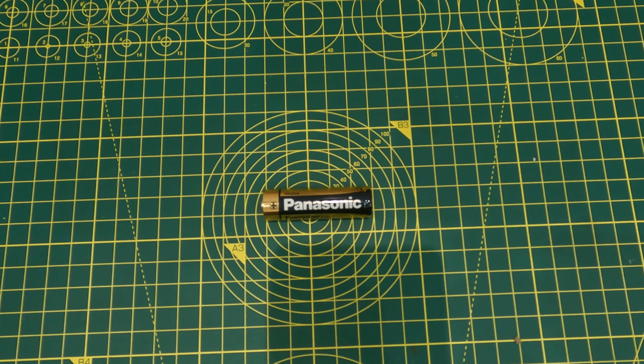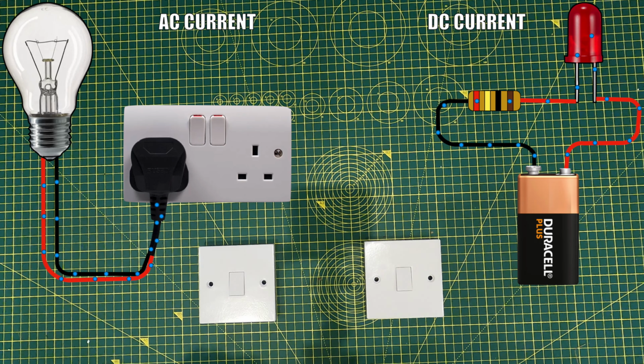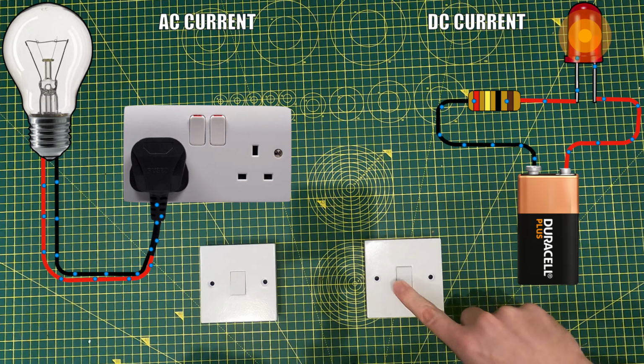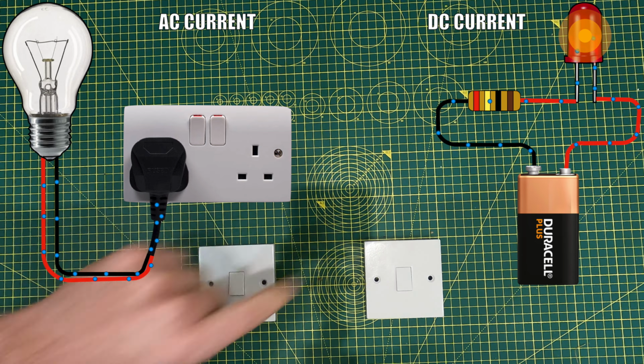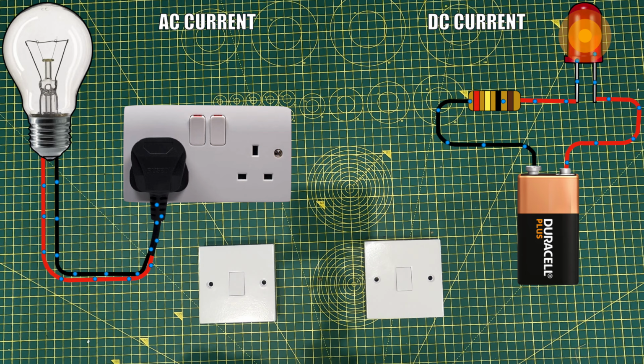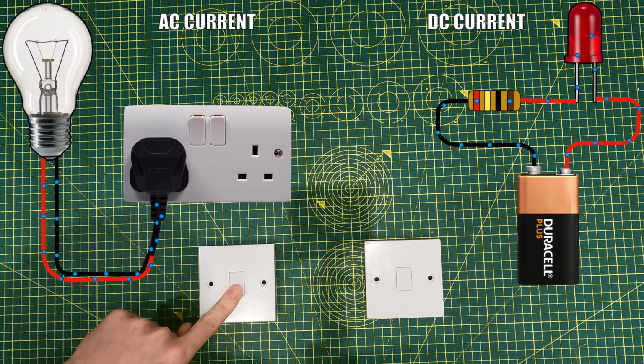Now that we've taken a look at DC voltage, let's go ahead and take a look at AC voltage. So the main difference between AC current and DC current is the direction it travels. Let's switch on the direct current circuit. With DC current, the electrons flow in one direction, as displayed on the right hand side of the screen. Let's turn off the DC current and turn on the AC current.